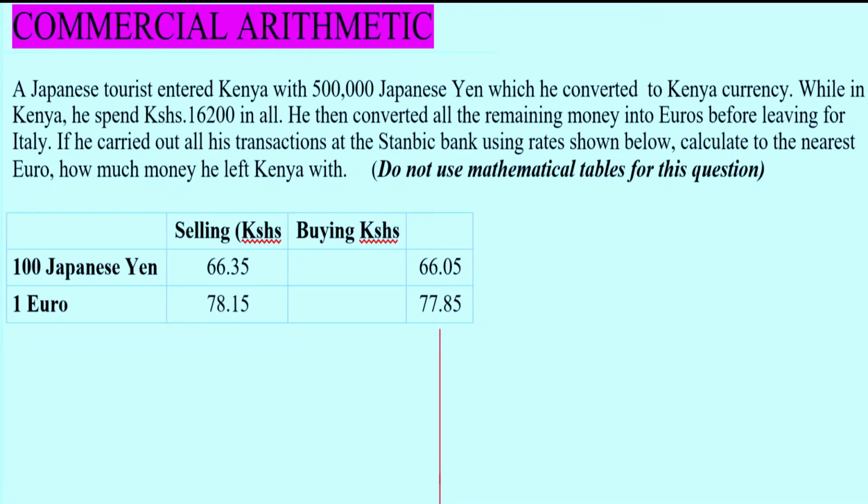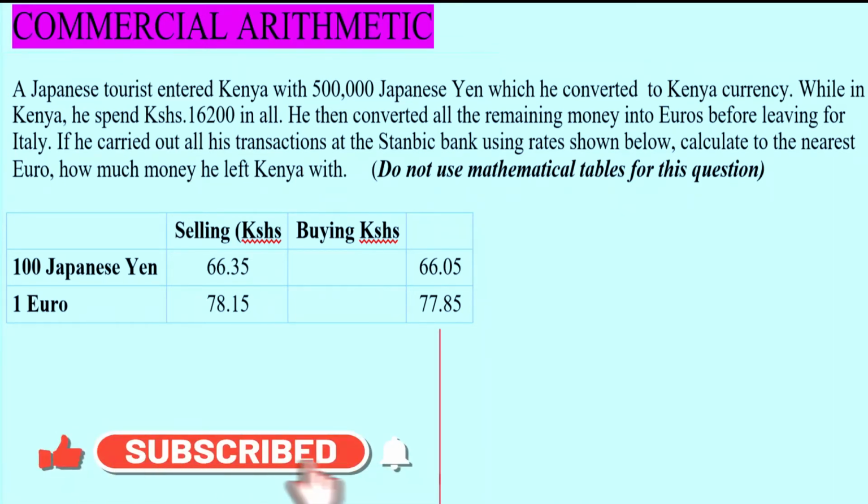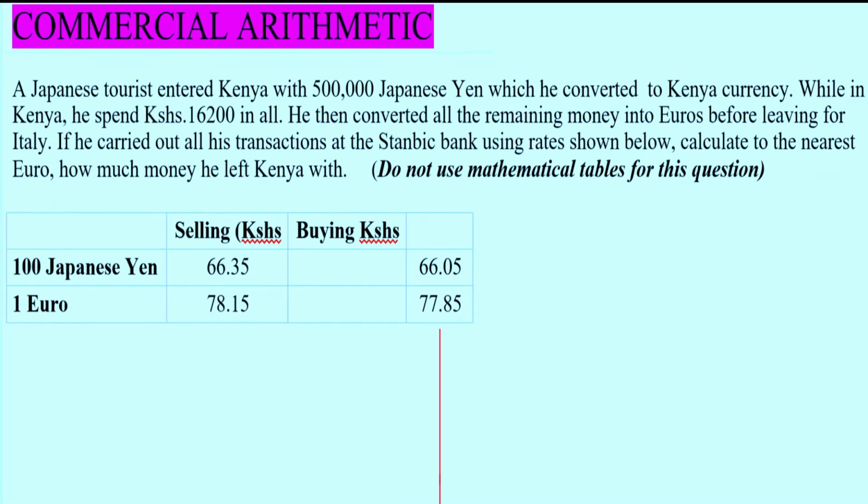Commercial arithmetic question number 2. A Japanese tourist entered Kenya with 500,000 Japanese yen, which he converted to Kenyan currency. While in Kenya, he spent Kenyan shillings 16,200 in all. He then converted all the remaining money into euros before leaving for Italy. If he carried out all his transactions at the Stanbic Bank using the rates shown below, calculate to the nearest euro how much money he left Kenya with. Do not use mathematical tables for this question.